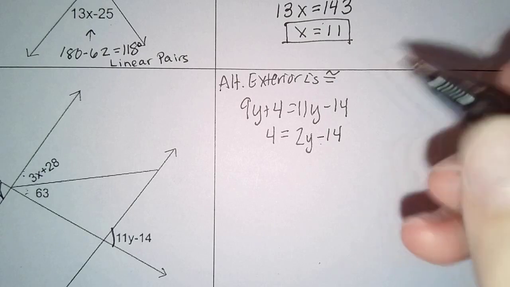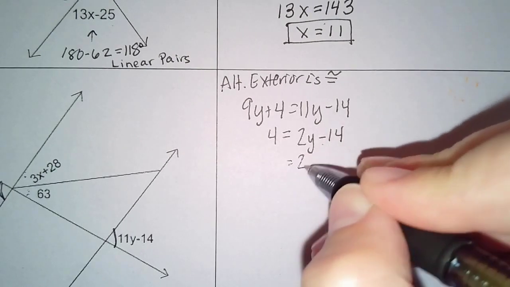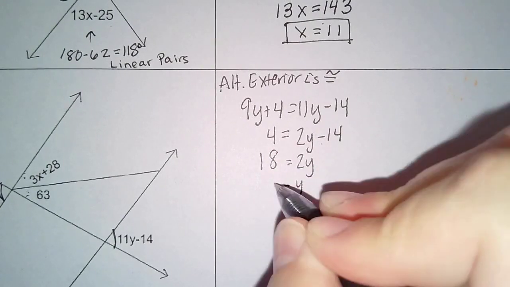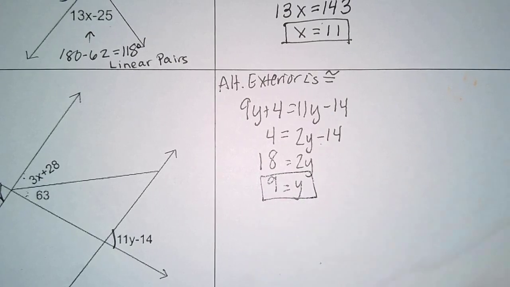Add 14 to both sides. 2y equals 18. Divide by 2 on both sides. y equals 9.